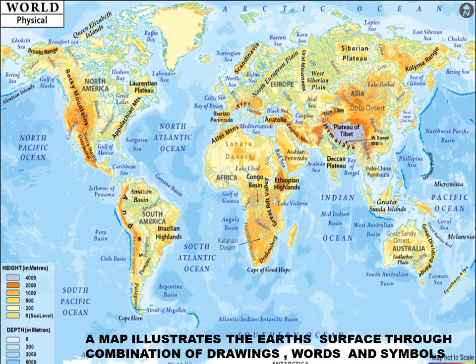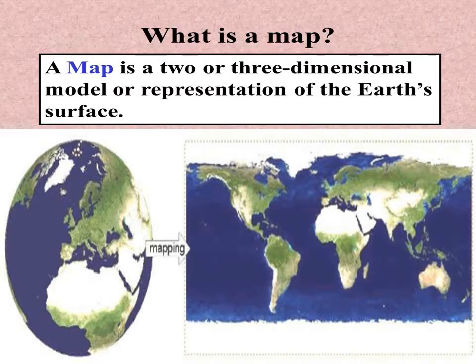Map as a tool. Map illustrates the Earth's surface clearly and effectively through a combination of drawings, words, and symbols. Maps and cartography. A map is defined as the miniature image of the three-dimensional Earth surface on a paper, cloth, or any flat surface.